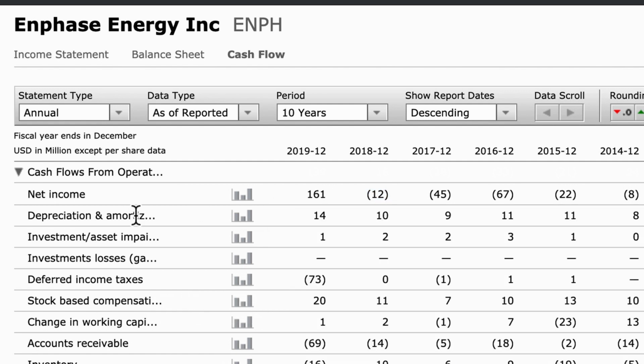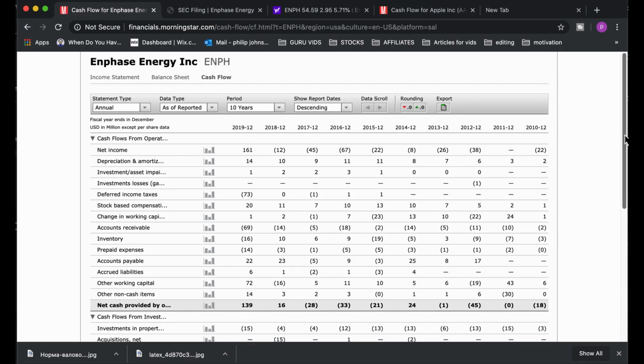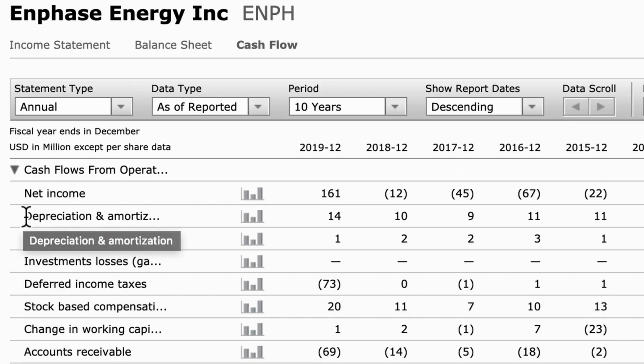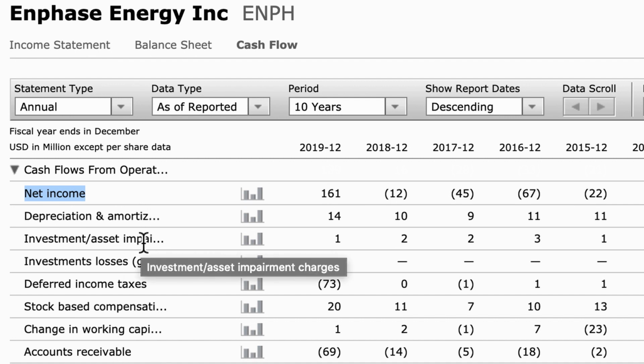The cash flow statement is divided into three sections, and the first section we're going to look at is cash flow from operations. This is the money that is generated from selling products from the business. So the first number here we're going to look at is net income, and all these numbers underneath are going to be added or subtracted from net income. So they had a net income of 161 million.